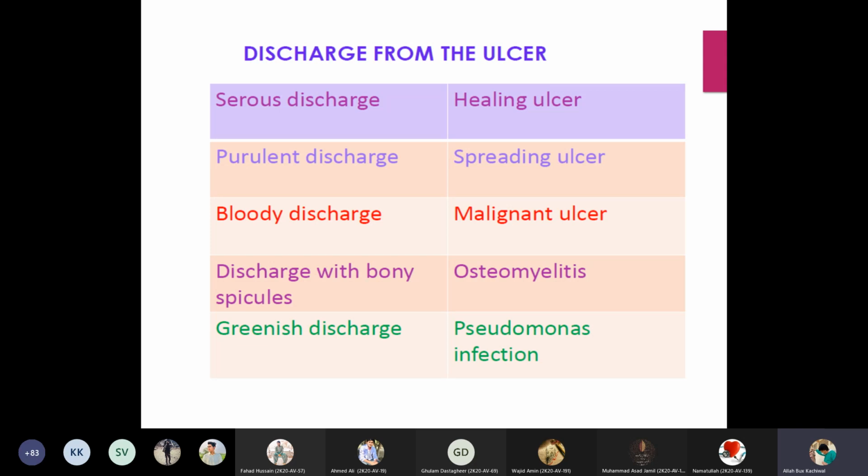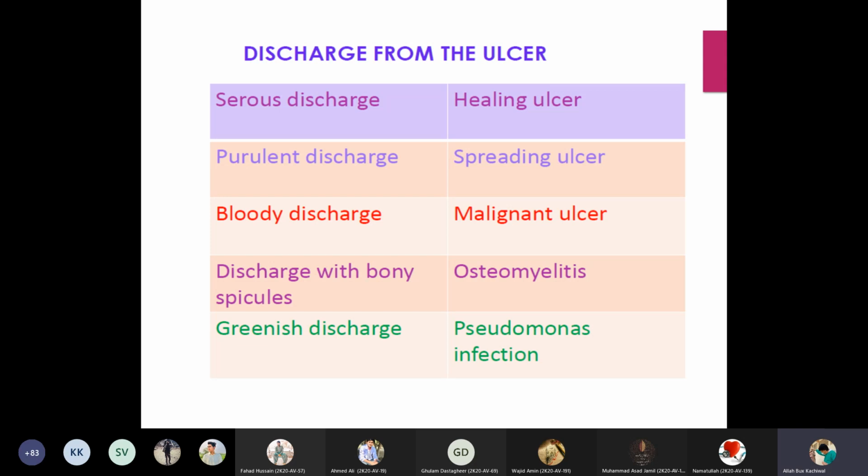So the serous discharge may be seen in the healing ulcers. Purulent discharge may be seen in the spreading ulcers. Bloody discharge may be seen in the malignant ulcers. Discharge with bony spicules may be osteomyelitis. The greenish discharge may be seen in the pseudomonas infection.